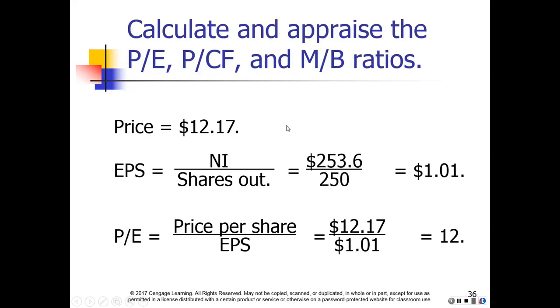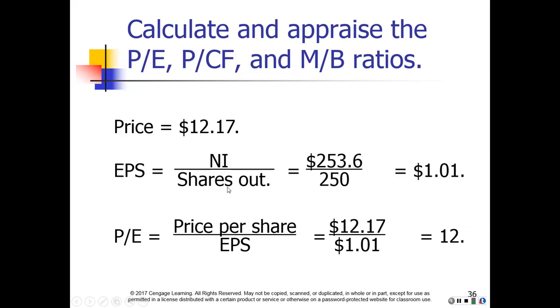So there's a couple of market value ratios. The stock price was 12.17 in 2017. Earnings per share is net income divided by the number of shares outstanding. Net income was 253.6 thousand. These numbers are in thousands. And the number of shares outstanding was 250,000. And so earnings per share is $1.01. Actually, this number was given to us in the extra post-balance sheet information.